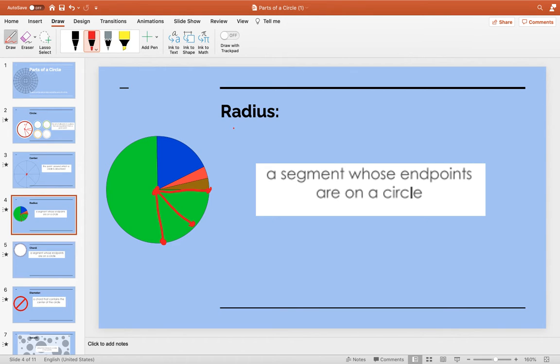And also sometimes this is used as the length of the radius. So let's just say, for example, I'll use that example of 5 centimeters. You might say that the radius is 5 centimeters when you're doing an area or a circumference problem or something like that. So I kind of use interchangeably the length of the radius and the segment that is the radius.